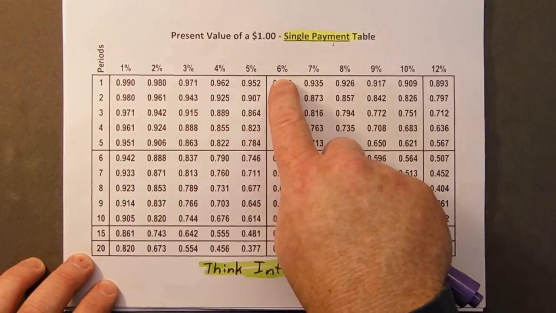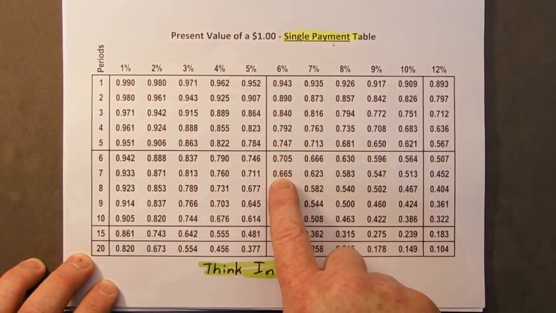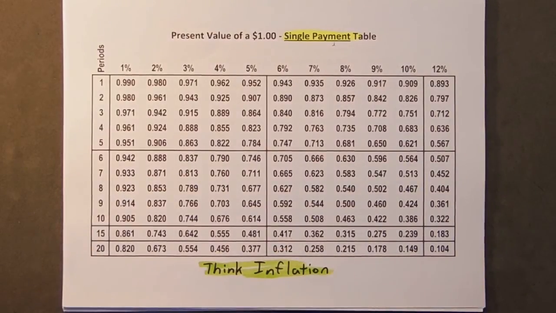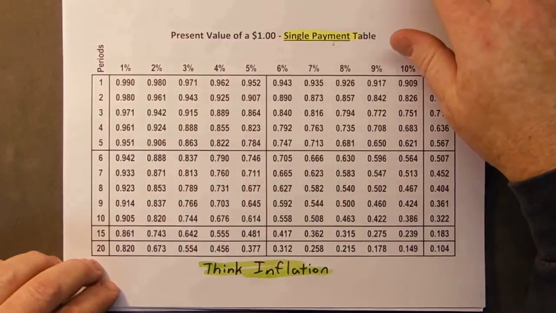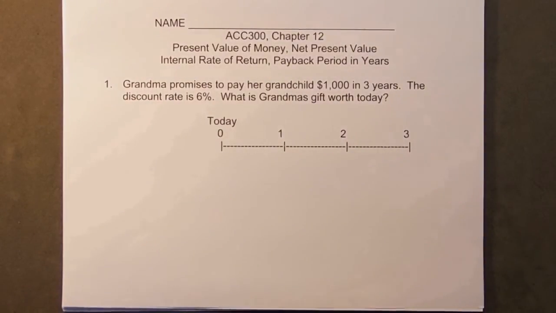And same thing if you go into the future. The further you go into the future, the less and less and less the dollar is. So 20 years from now, a dollar is going to be worth about 31 cents. In other words, you buy for 31 cents today what you'll be able to buy for a dollar in 20 years at 6%. So we're going to see how we use these tables. All right, let's take a look at problem number 1.